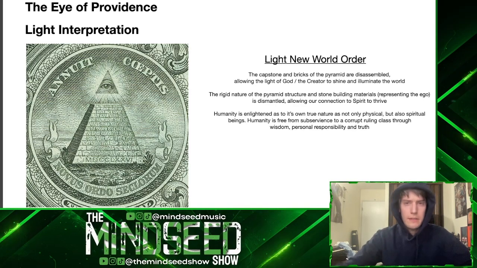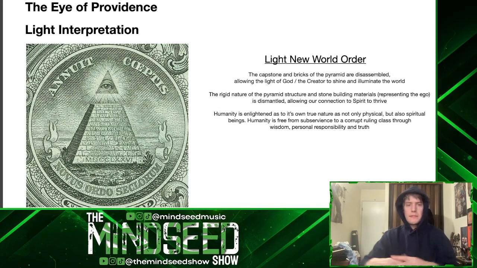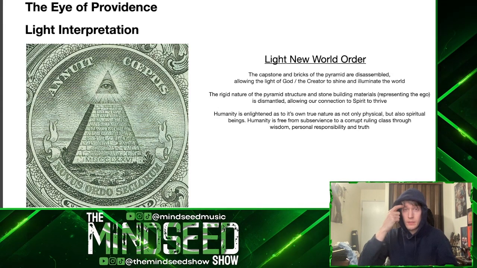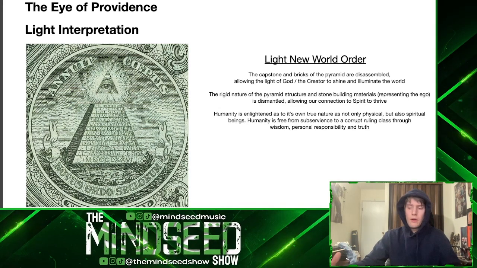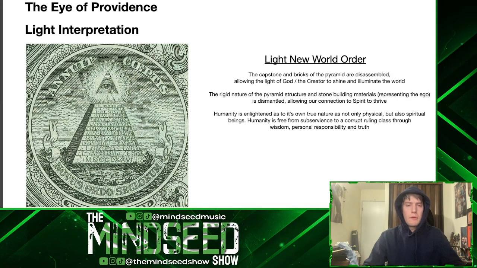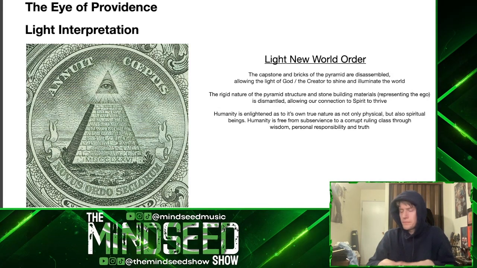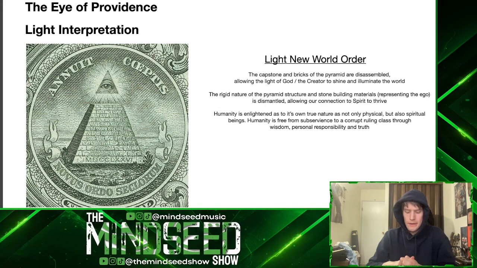And now countering that with the light interpretation, in the light New World Order, the capstone and bricks of the pyramid are disassembled, allowing the light of God and the light of the Creator to shine through and illuminate the world. So again, if the capstone is removed or never put on there in the first place, and we disassemble that rigid stone, we allow the light of the Creator to shine down onto humanity and to enlighten humanity. The rigid nature of the pyramid structure and stone building materials, which represent the ego, is dismantled, allowing our connection to spirit to thrive.